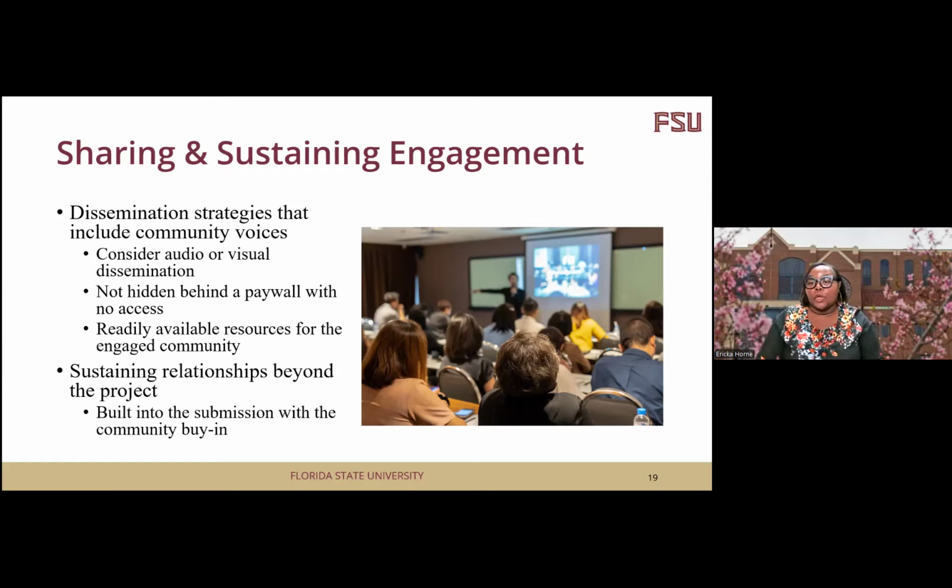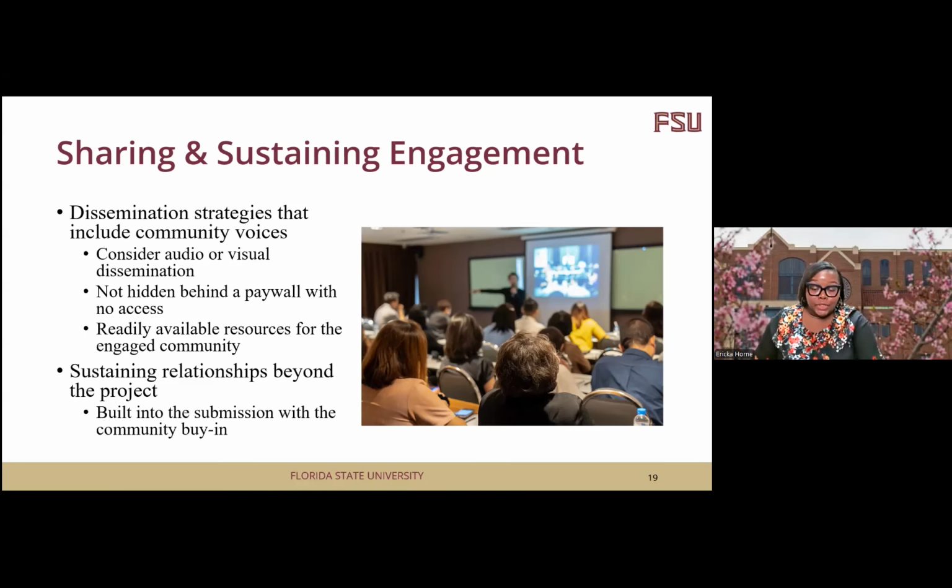more likely for your community partners to want to continue to partner with you. They see that you came into the community, we've worked with you, and now they don't even have access to the results. So what are some other methods of getting those results out? You want to be readily available resources for the engaged community. So what is something that they can take?